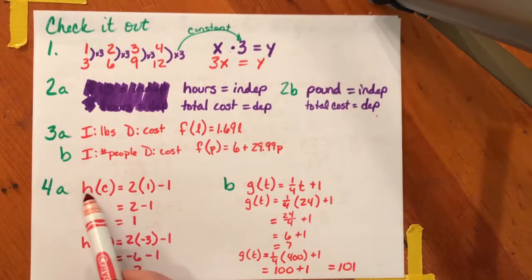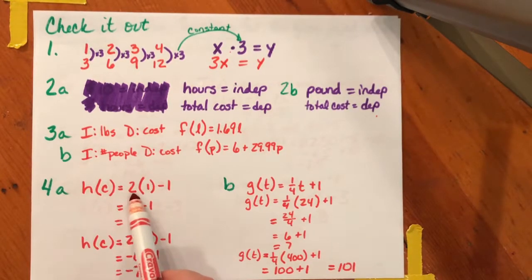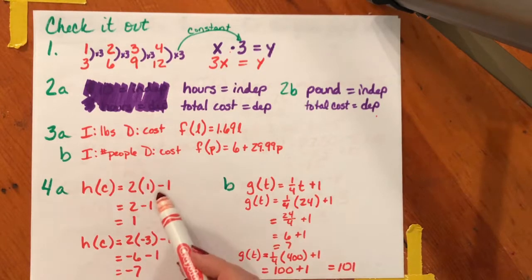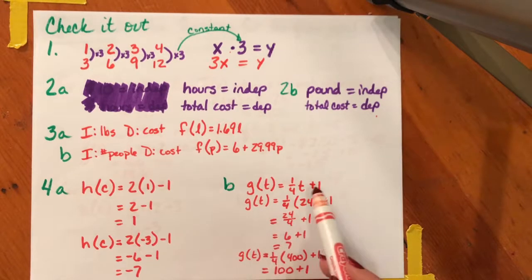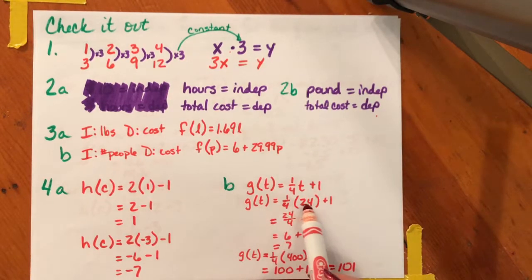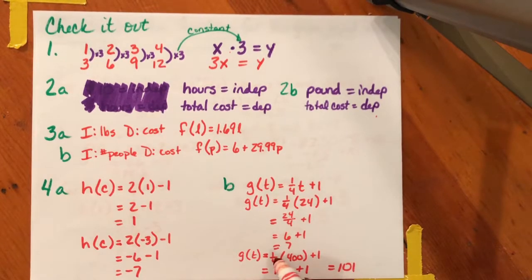For 4a, h of c equals 2 times 1 minus 1 and 2 times negative 3 minus 1. And when we work all that out, I get 1 and negative 7. And for b, when we work it all out, 1/4 of 24 is 6 plus 1 is 7. 1/4 of 400 is 100 plus 1 is 101.